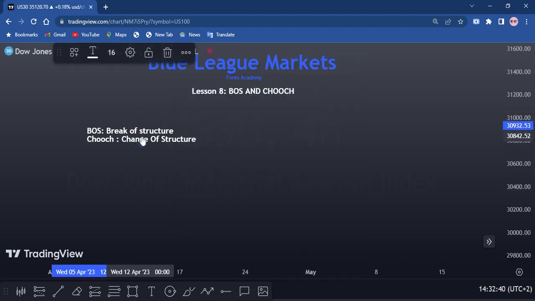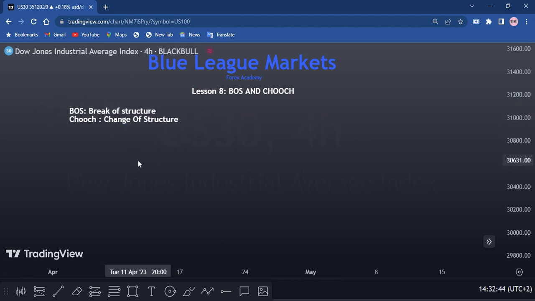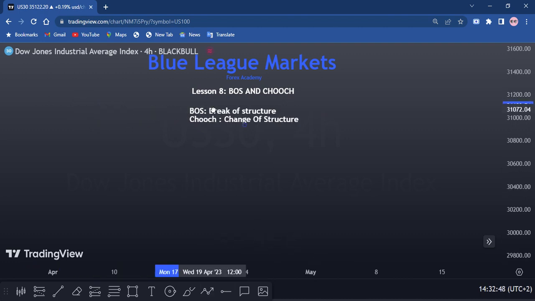BOS means break of structure, CHOCH means change of structure, and you can use this in the following way. So let's start with break of structure.